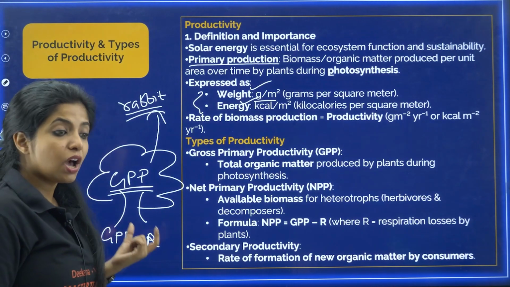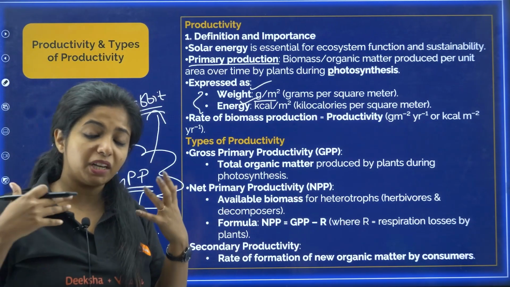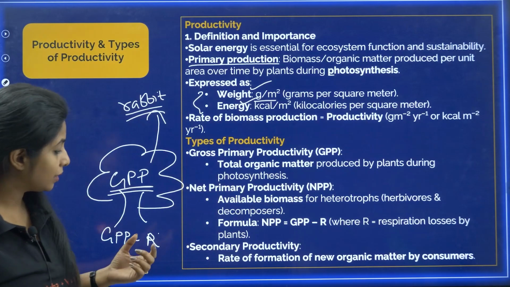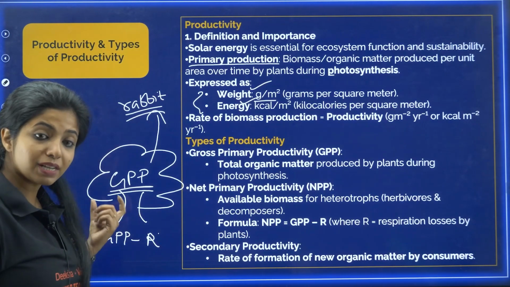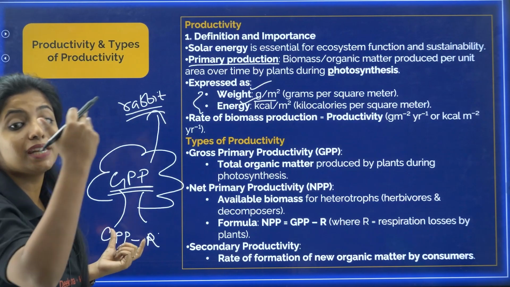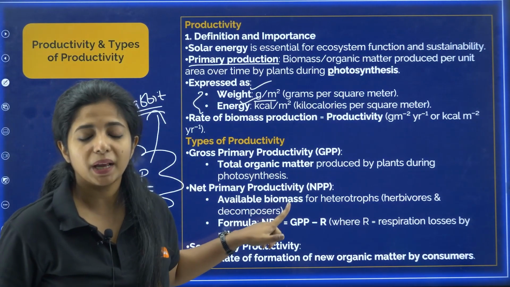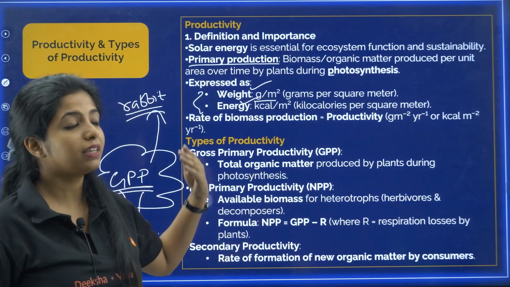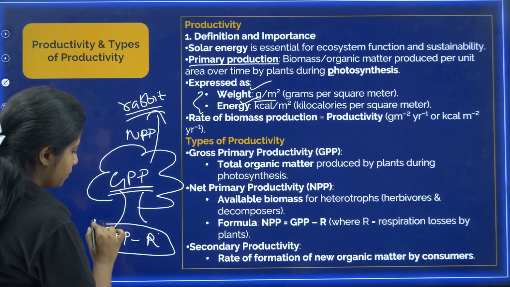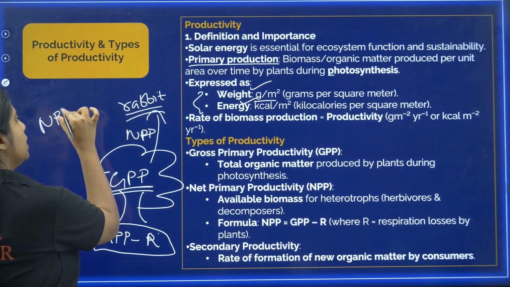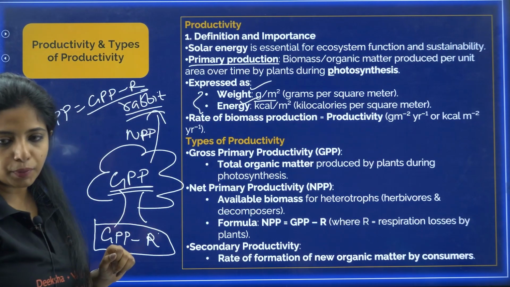What is respiratory losses? All the amount of energy basically used by the plants for their own needs, as metabolism, reproduction, whatever. That comes under respiratory losses, my dear children. So, GPP minus R is something that is available for the next set of organisms, and as I said, what do you call this as? Net primary productivity, available biomass for the heterotrophs, that is NPP. Will you remember this formula? So, you write NPP is equal to GPP minus R. I hope you got it.